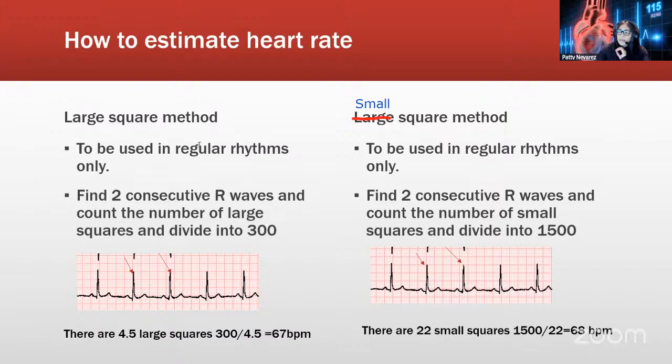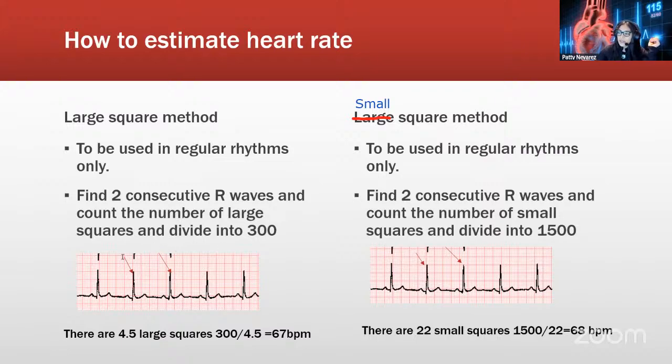For the large square method, remember we talked about large squares and small squares. For the large square, we are going to find two consecutive R waves, remember QRS, so we're going to find the peaks or the higher deflections on the QRS, count the number of large squares, and divide into 300.